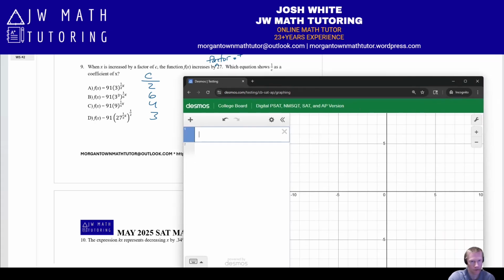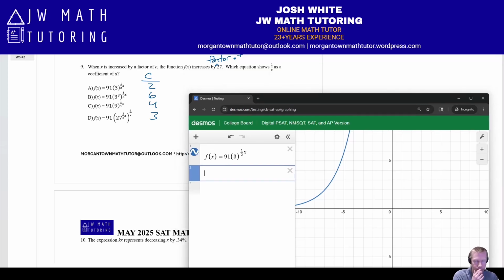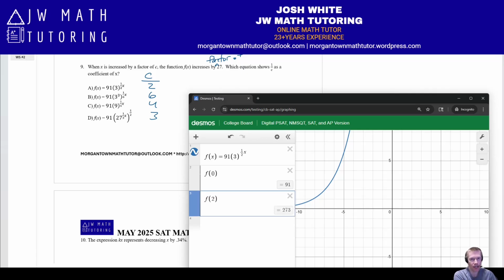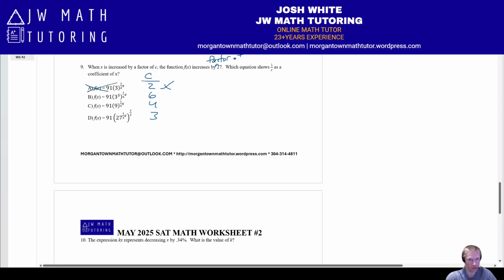All right, so if we look at the first one, 3 to the 1/2 x. So here's the function. What I'm looking at is, let's say I start with f of 0, and then I increase by c. So 0 plus 2 is f of 2. What I'm looking at is, did the function increase by a factor of 27? Meaning, if I take f of 2 and divide it by f of 0, do I get 27 as my answer? No, I do not. Therefore, that is not the correct answer.